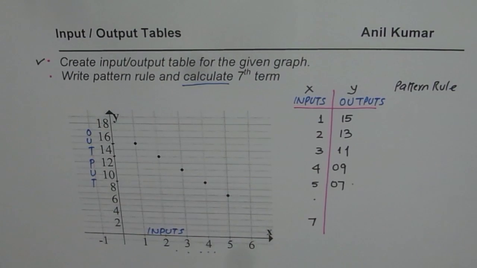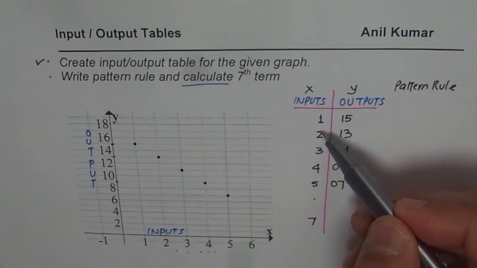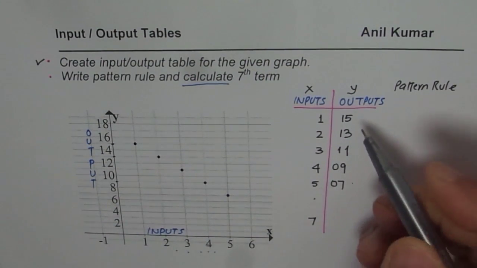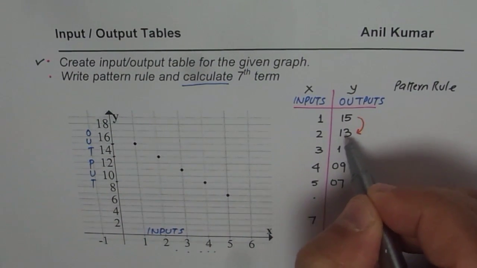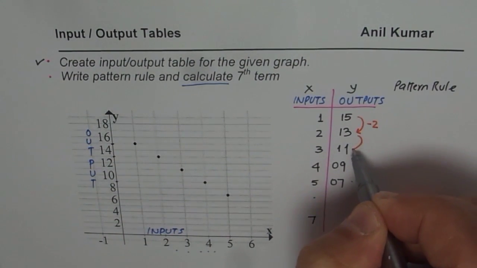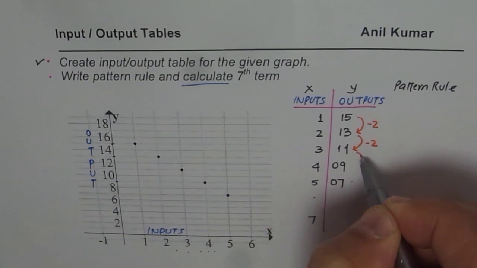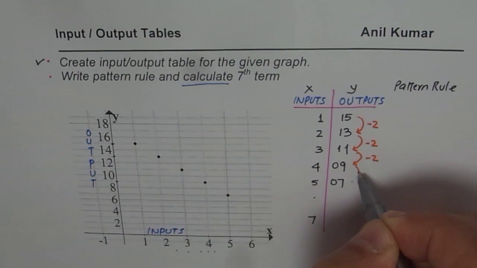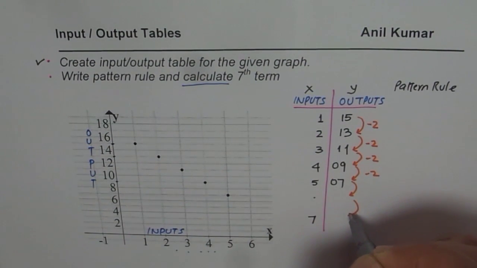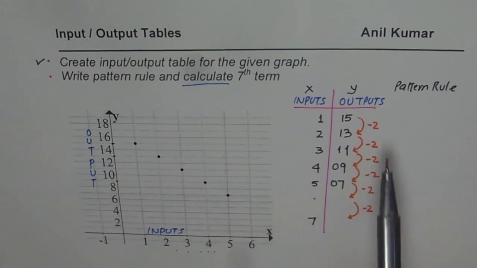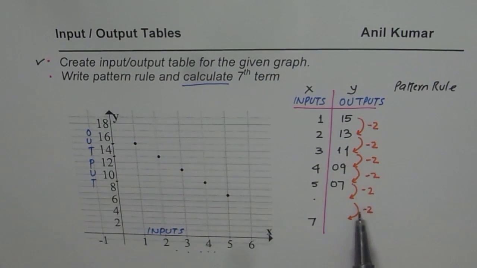How do we find the pattern rule? Let us look at the trend. As the input increases by 1 each time, the output decreases. It decreases by how much? By 2. So it decreases by 2 each time. Do you see that? It is going down. So obviously you could find these terms by taking away 2. But using this decrease by 2, can you find the pattern rule?